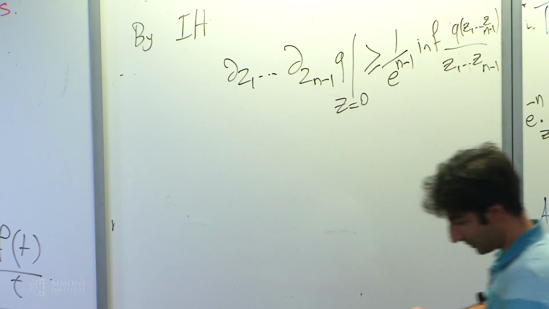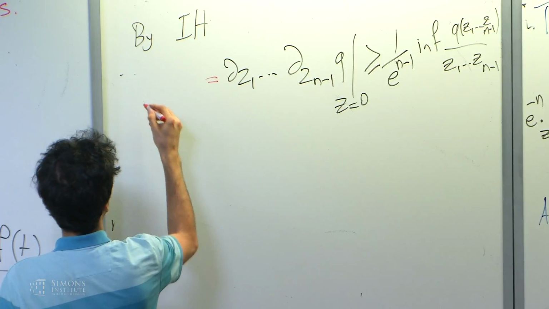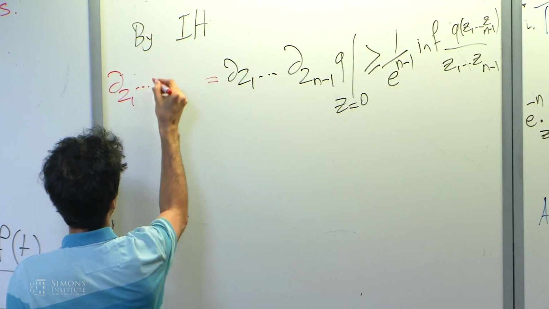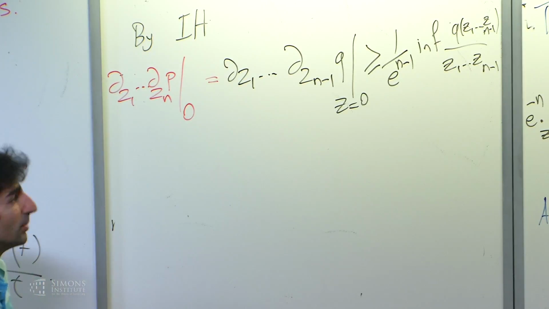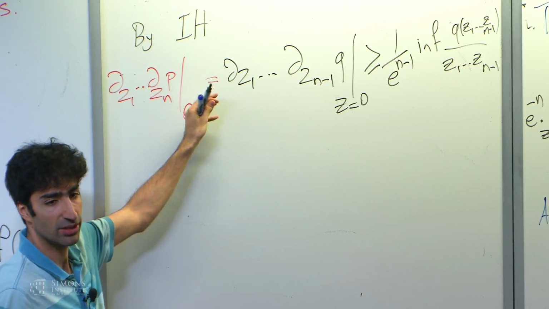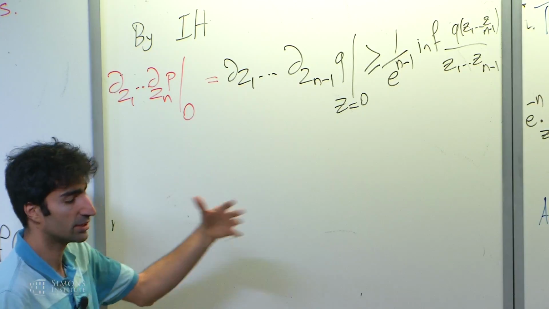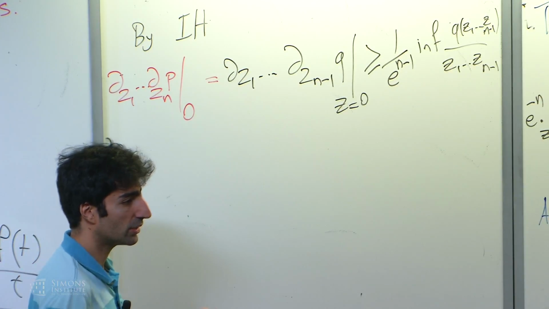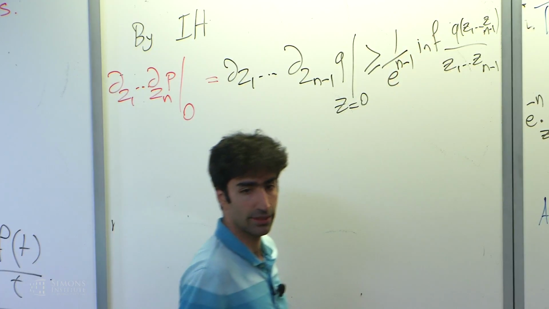Now, first I claim that this thing is exactly equal to the left-hand side. This is really partial Z1 up to partial Zn of P at 0. Because remember, Q was just differentiating P at Zn and then evaluating at 0. I'm just changing the order of differentiation and substitution, but these operators commute, so you can change the order. So this is really equal to the left-hand side. Now I want to relate this to the right-hand side.